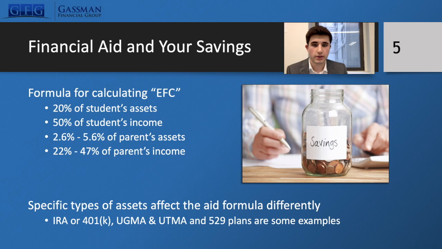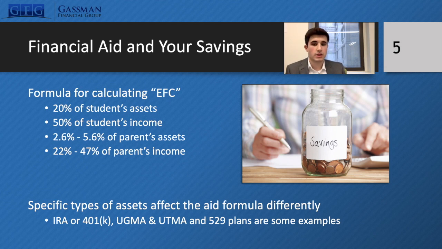So let's understand EFC and how it works. The formula for calculating EFC takes into account 20% of the student's assets, 50% of the student's income, 2.6% to 5.6% of parents' assets, and 22% to 47% of parents' income. The variance is typically unique to each individual. So that's why you see that difference from 22 to 47 or 2.6% to 5.6%.